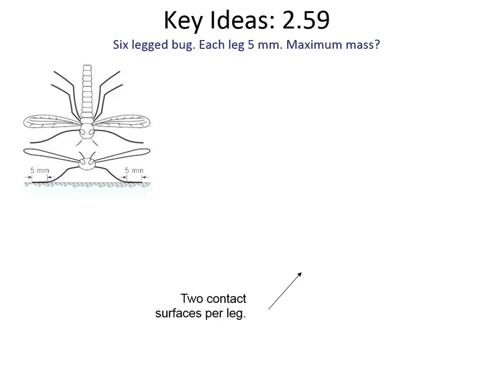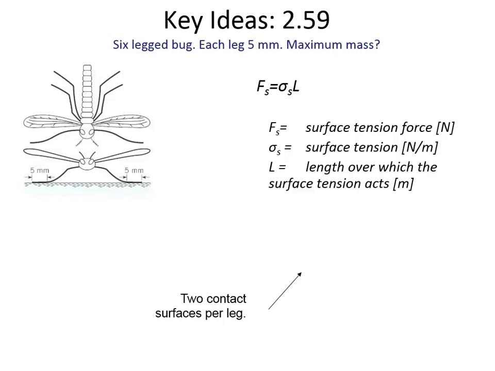Okay, we've got a problem with a bug, and this is a surface tension problem. It says that there's a 6-legged bug. Each leg is 5 millimeters, and what's the maximum mass before it falls through the surface? And we know that the surface tension can be looked up. It's a fluid property that's a function of temperature. So you can look up sigma. And if you know sigma and multiply it by some length, that'll tell you the surface tension force acting upward.